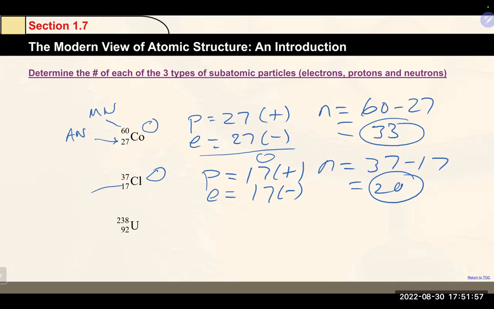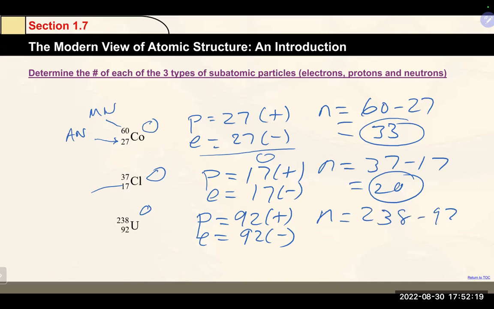And lastly, we have U, which is uranium. Also neutral, nothing written there. In this case, our atomic number is 92, so we have 92 protons. We have, again, an equal number of electrons to balance out the charge. And our neutrons, in this case, would be 238 minus 92. That's a lot, like 146. Any questions on any of those calculations there?